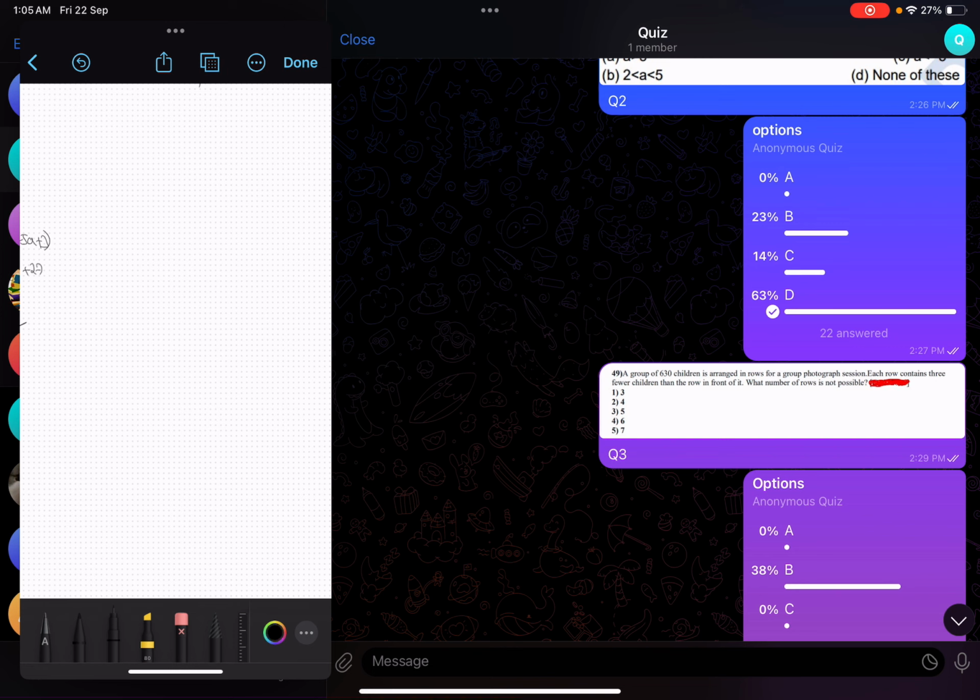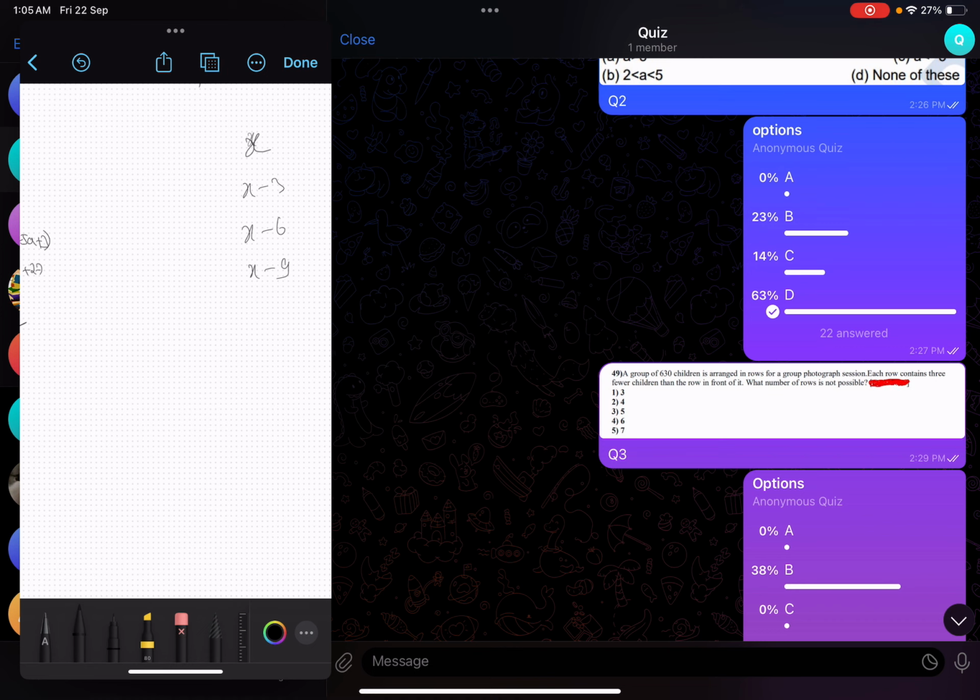Next one is: a group of 630 children were arranged in rows. Each row contains 3 fewer children than the previous one. So if there are x in one row, then the next row will have x minus 3, the next x minus 6, then x minus 9, and so on, each time 3 fewer than the previous. Now, what number of rows is possible?